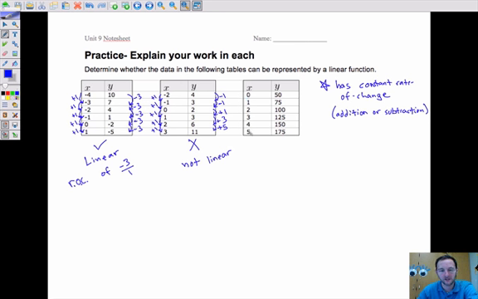Here, all of our x's are going up by 1. That is going up 25, up 25, up 25, up 25, up 25. All of these are going up 25. All of these are going up 1. So that is a constant rate of change. And that rate of change is 25 over 1 every single time. Okay? So that's linear.